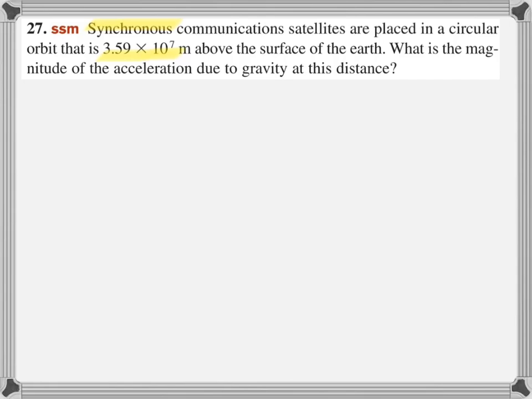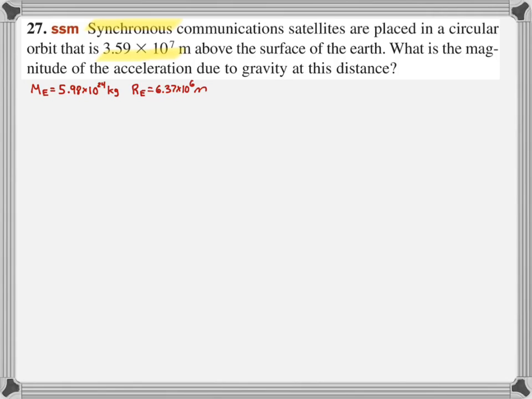First of all, you might need a few constants. Some of the constants that show up a lot are the mass of the Earth, which is 5.98 times 10 to the 24 kilograms, and the radius of the Earth, which is 6.37 times 10 to the 6 meters. Using the radius of the Earth, we can find the actual r.